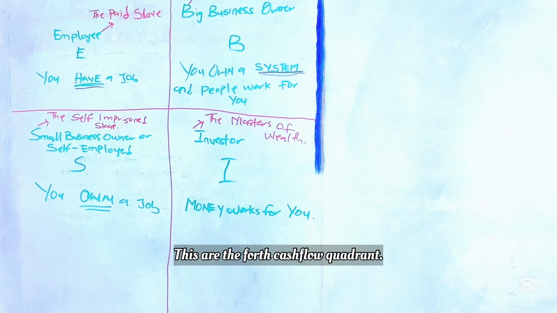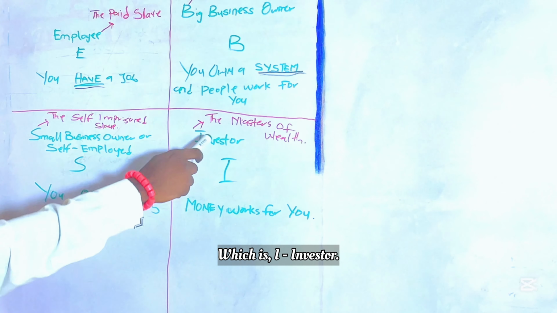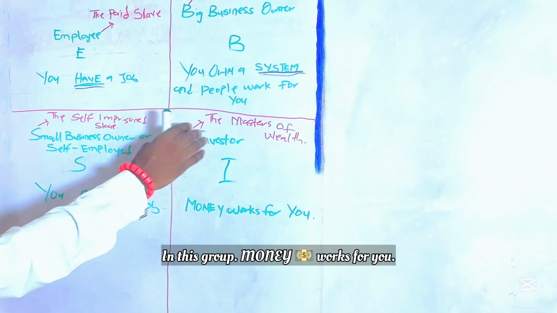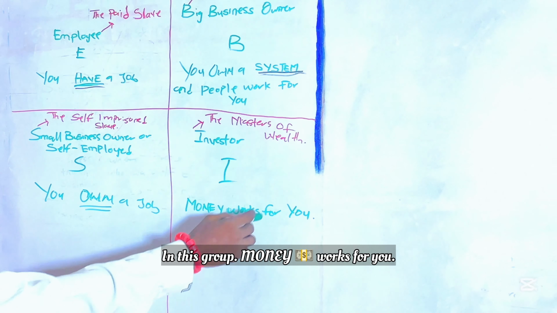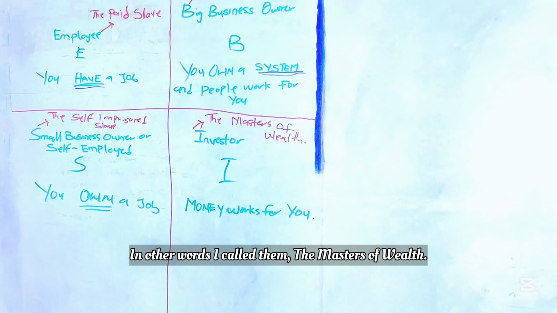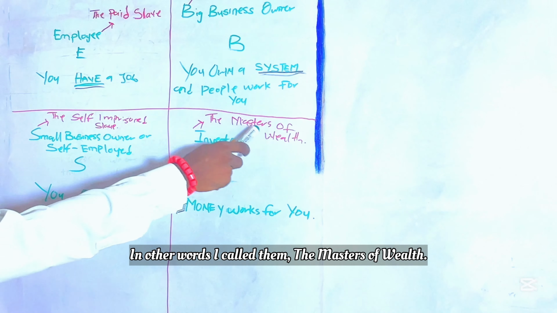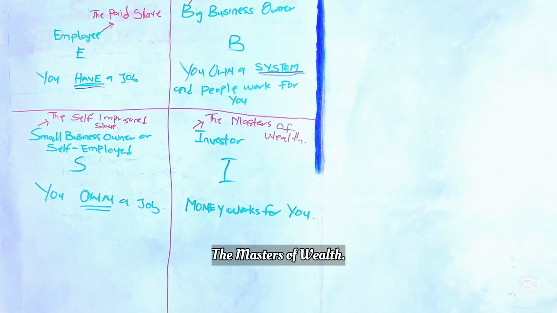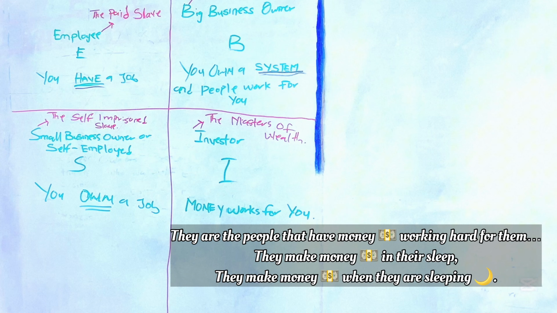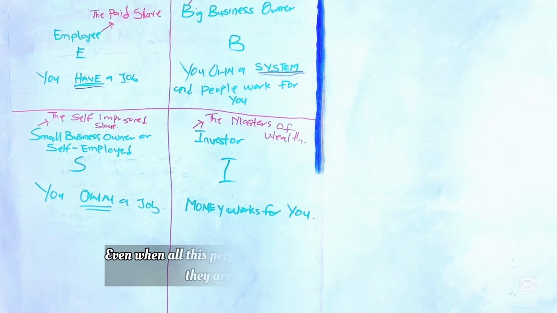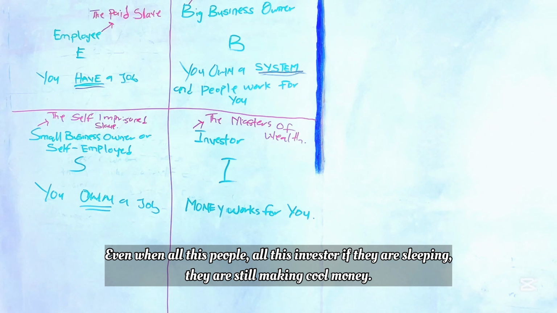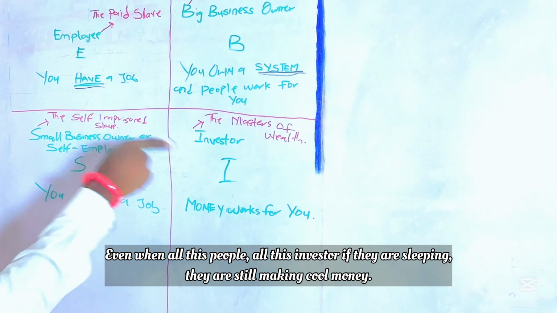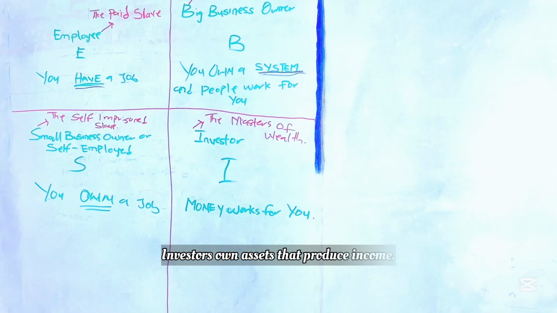These are the fourth cash flow quadrant, which is the investor. In this group, money works for you. In other words, I call them the masters of wealth. The masters of wealth are the people that have money working hard for them. They make money in their sleep. Even when all these investors are sleeping, they are still making money.